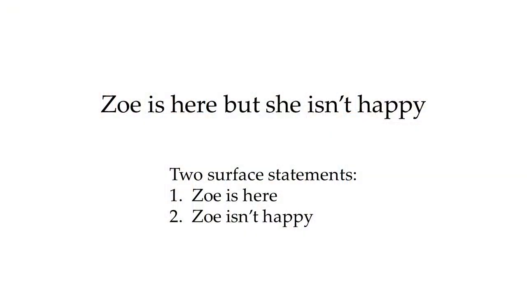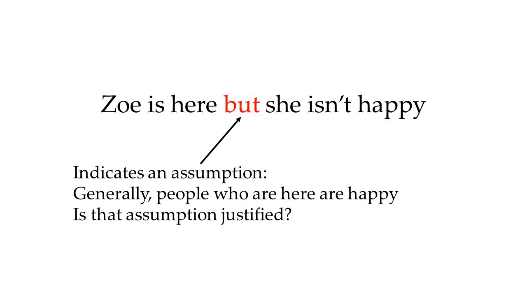If I say, "Zoe is here, but she isn't happy," I'm making not one, but 2 surface statements. Zoe is here, and Zoe isn't happy. But the word but indicates an assumption hiding beneath. But implies that there is a tension between these 2 statements. If I'd used the neutral connective and, that implicature disappears. The assumption is, generally, people who are here are happy.